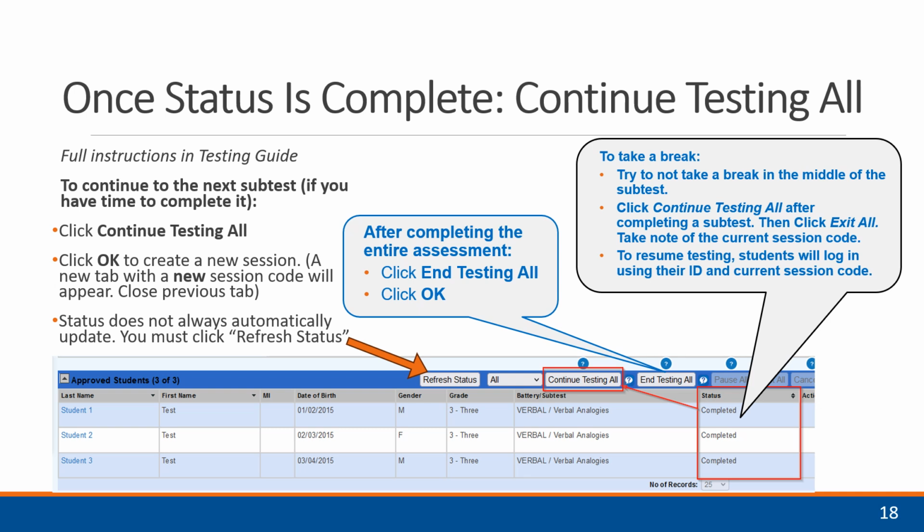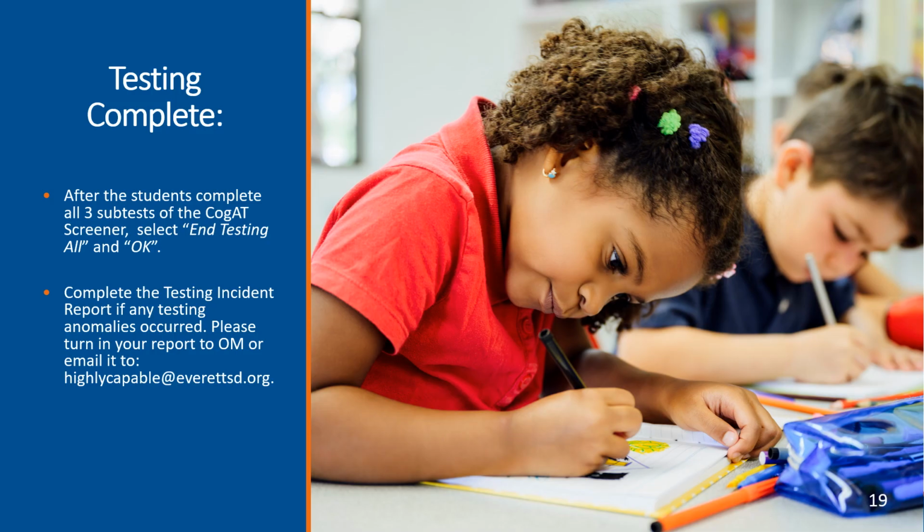Now remember, there's 3 different session codes. Each subtest has its own session code, so make sure you make note of which one you left off on. Then you can resume your subtest. All right, testing is complete. Congratulations. So after the students complete all 3 subtests of the CogAT screener, select End Testing All and then OK.